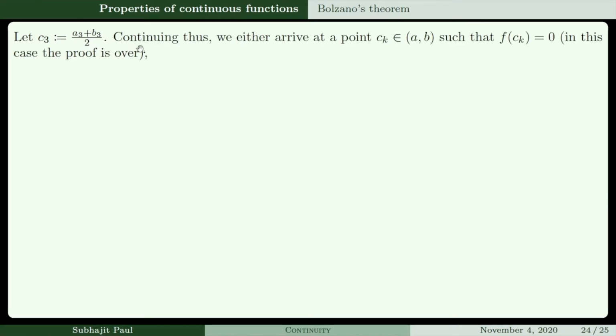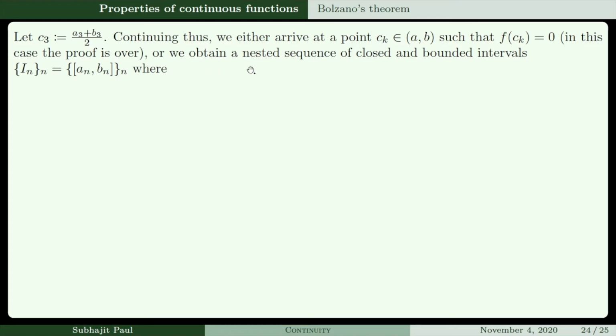And continuing thus, either we stop somewhere at a point Ck where the functional value is 0. In this case, the proof is over. We have already obtained our xi. Otherwise, we obtain a nested sequence of closed and bounded intervals, In, which denotes An, Bn, the iterations in the sequence of intervals, where for every n, In plus 1 is inside In, of course.